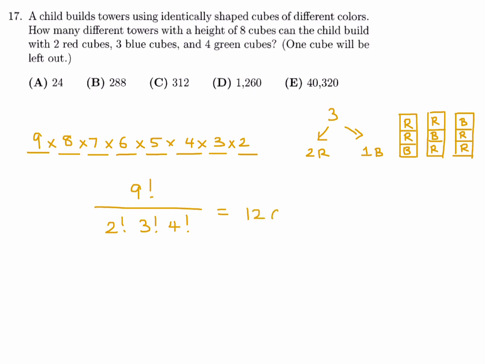And when you do this math, you get 1260. And this is the number of unique towers that can be formed without all the doubles and triples and all that. So number 17, the answer is D.